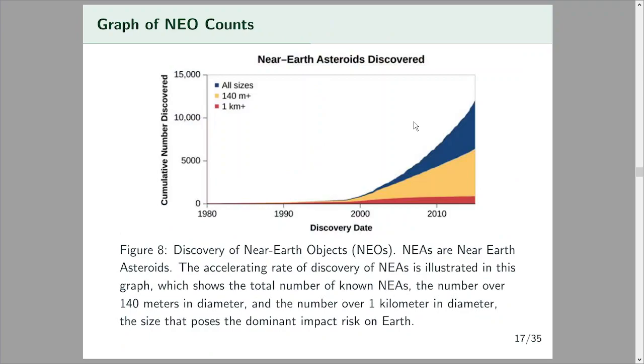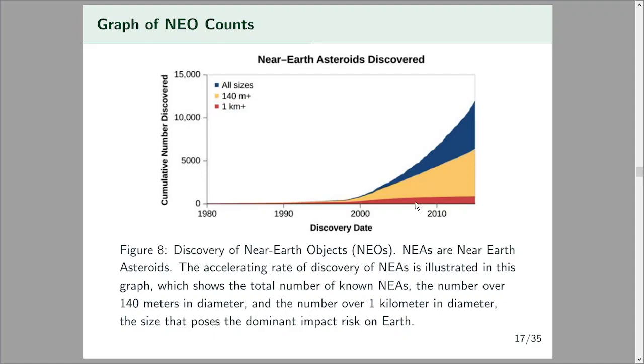If you're interested in NEOs or NEAs, this is an interesting graph. The horizontal axis is the discovery date, and the vertical axis is the cumulative number of objects we have found. Notice this red curve is greater than 1 kilometer in size. The yellow curve is greater than 140 meters in size, capable of wiping out a city. And then the blue is all sizes that we've found.